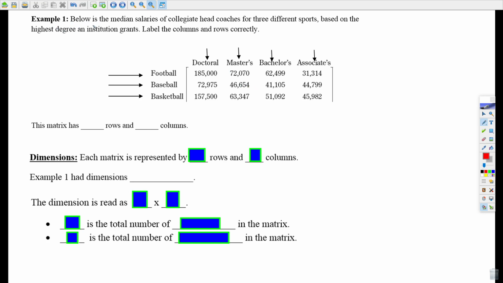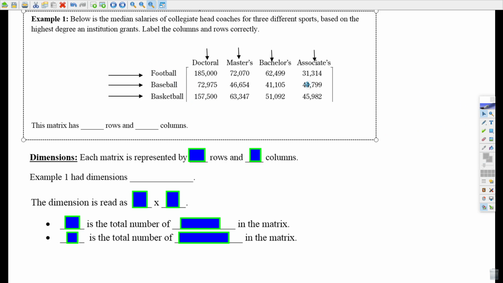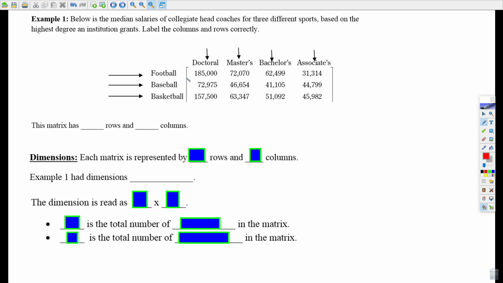So let's read through the example. Below are the median salaries of collegiate head coaches for 3 different sports, based on the highest degree an institution grants. We're going to label the columns and the rows correctly. If you look at this, it's kind of cut off a little bit. It looks like a hook on top and the bottom, like a bracket on both sides. And then you have a list of numbers separated into rows and columns.